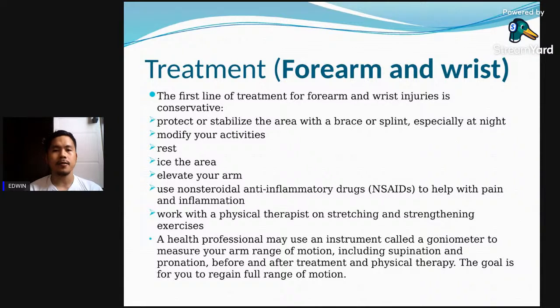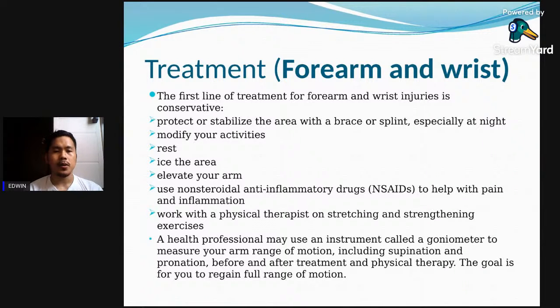Treatment for forearms and wrist. The first line of treatment for forearm and wrist injuries is conservative. Protect or stabilize the area with a brace or splint, especially at night. Modify your activities. Rest. Ice the area.